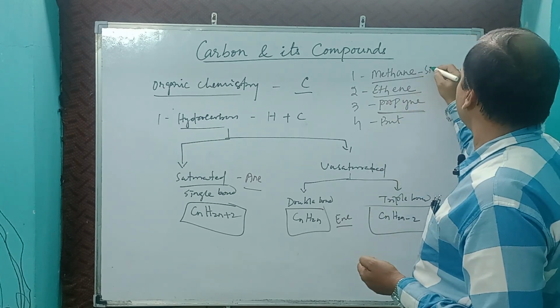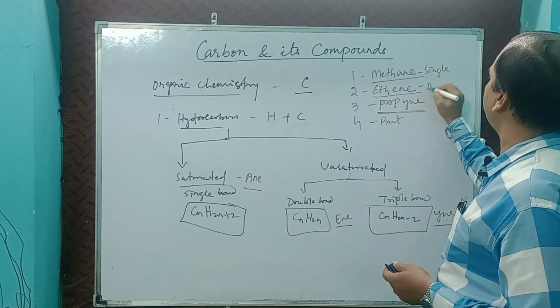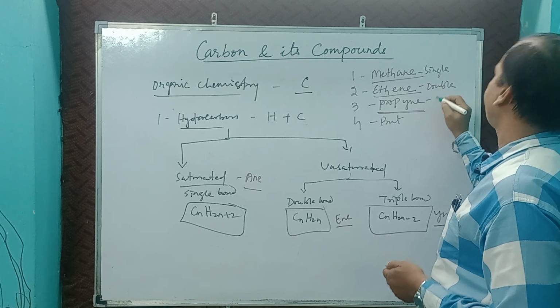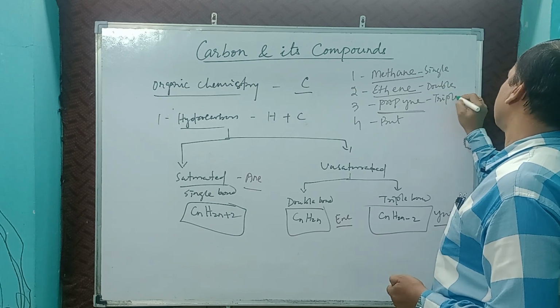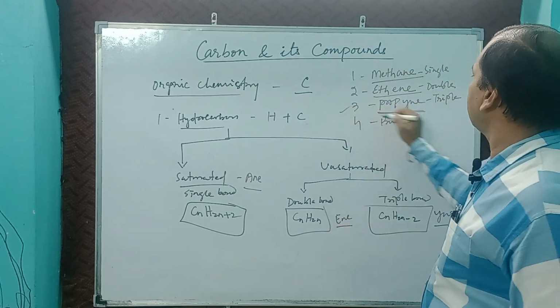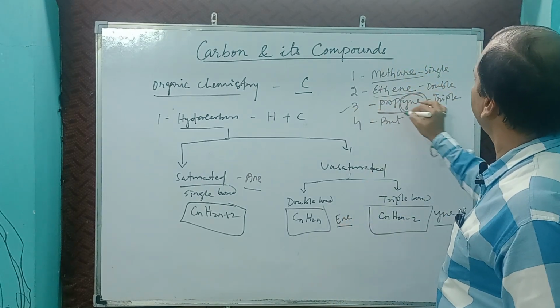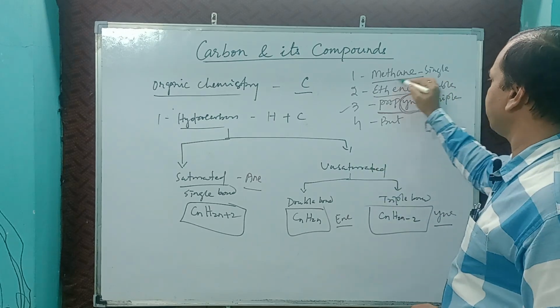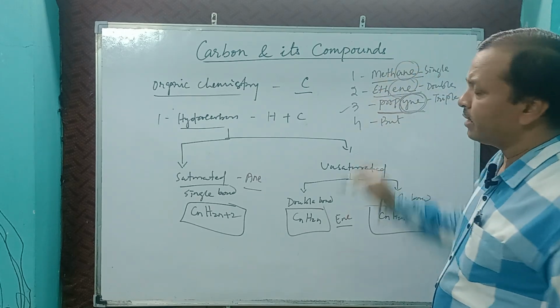It is single bond, it is double bond, it is triple bond. When the carbon atoms form a triple bond, the suffix will be yne. For double bond the suffix will be ene. For single bond the suffix will be ane.